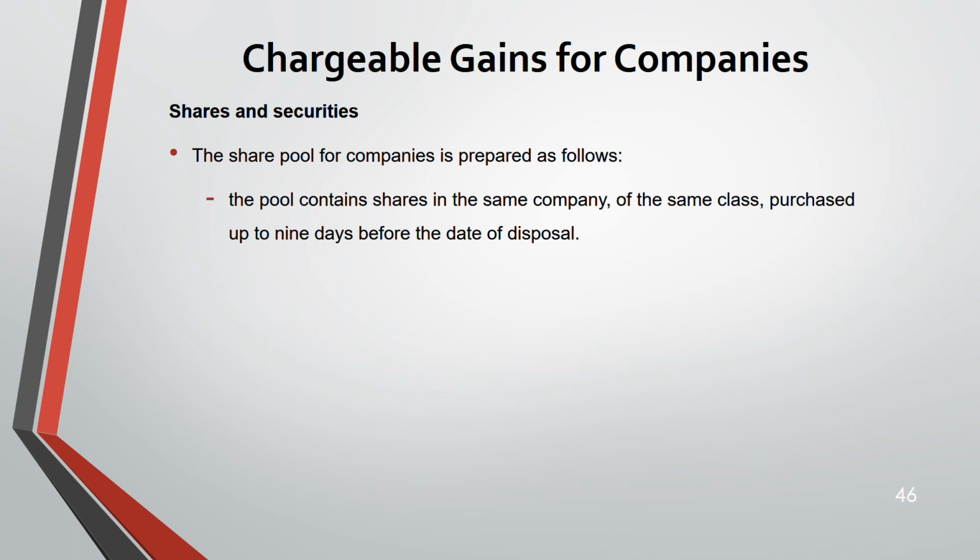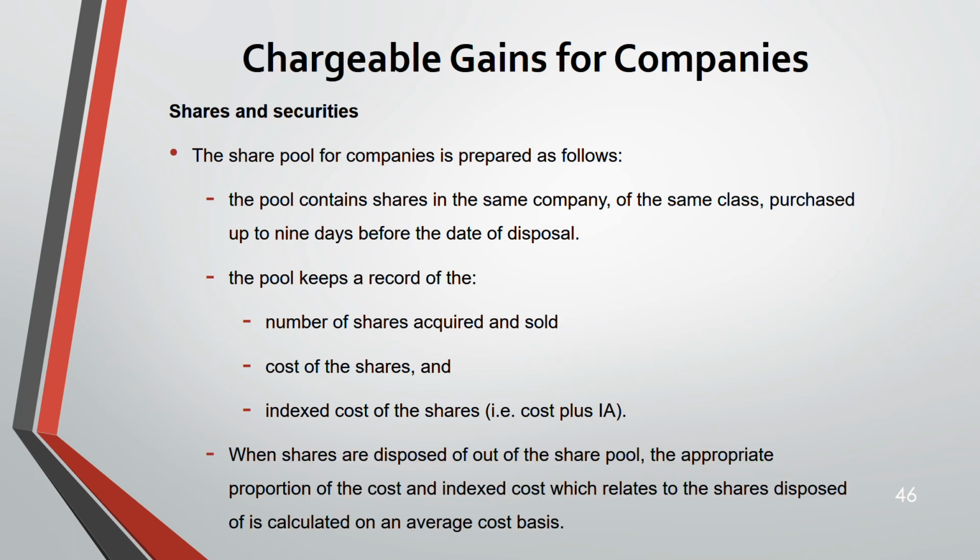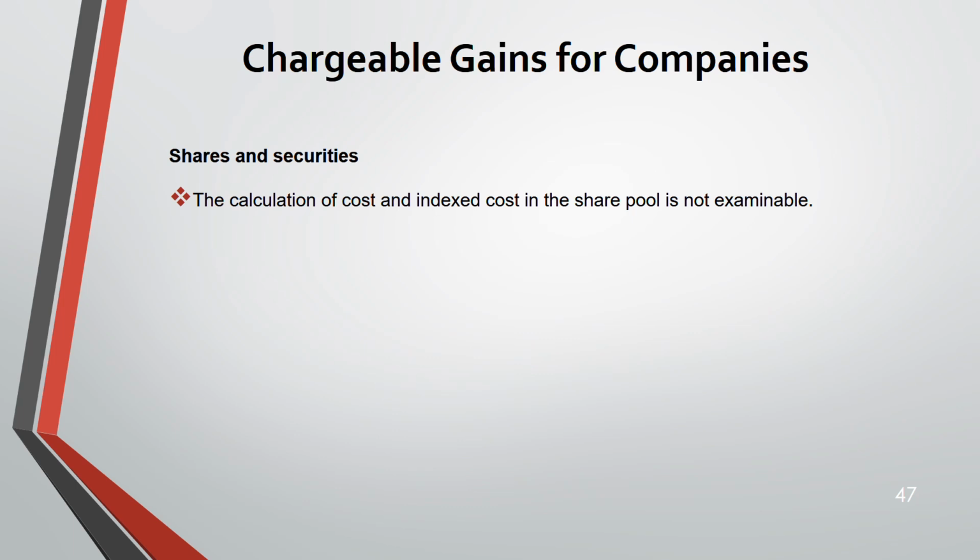The pool contains shares in the same company of the same class purchased up to 9 days before the date of disposal. The pool keeps a record of the number of shares acquired and sold, cost of the shares, and index cost of the shares. Remember, even shares will have index cost: cost plus indexation allowance. When the shares are disposed out of the share pool, the appropriate portion of that cost and index cost which relates to the shares disposed is calculated on an average cost basis. We'll see how. Calculation of cost and index cost in the share pool will not be asked.